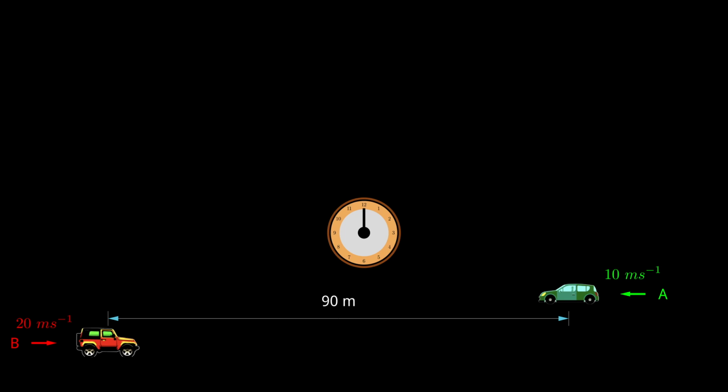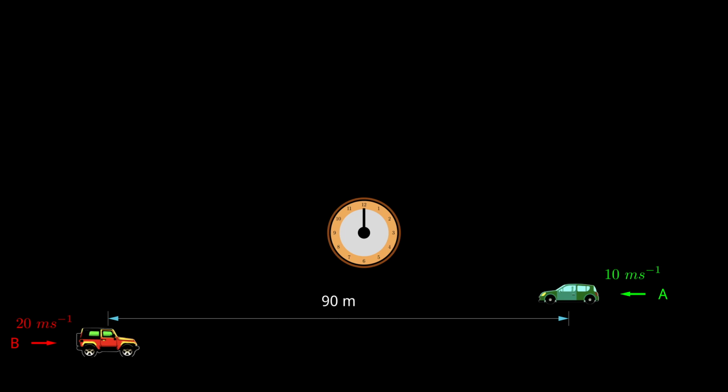In this scenario, Vehicle A is moving towards Vehicle B with a velocity of 10 meters per second, while Vehicle B is moving towards Vehicle A at a faster velocity of 20 meters per second. At the moment we start the clock, the two vehicles are 90 meters apart. Our task is to find out how long it will take for the two vehicles to meet, and how far each vehicle will have traveled by that point.